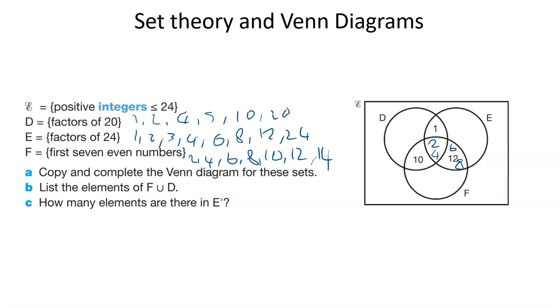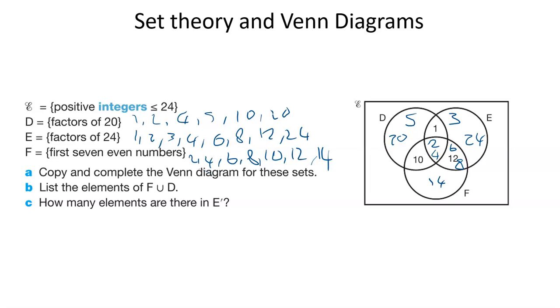Now we can fill in the individual areas with anything left in the D list that we haven't already got. So we've got 1, 2, 4, we need 5, we've got 10, and we need 20. For E, we've got 1, 2, we need 3, we've got 4, 6, 8, 12, we need 24. F, we've got 2, 4, 6, 8, 10, 12, we just need the 14.